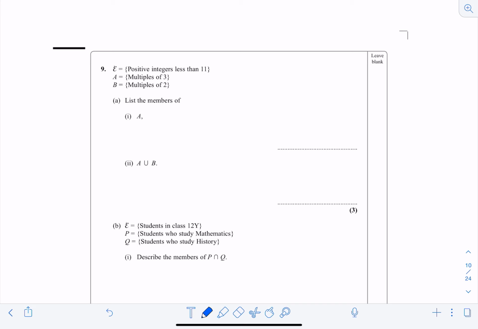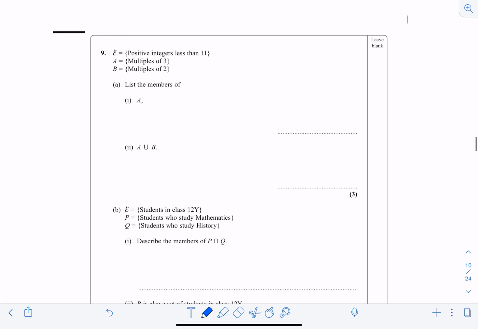Question 9, sets, no problem. Positive integers less than 11, so that's 1 to 10. A is all multiples of 3, and B is all multiples of 2. So A, list the members. 1, 2, 3, 4, 5, 6, 7, 8, 9, 10. Don't give much room for that.